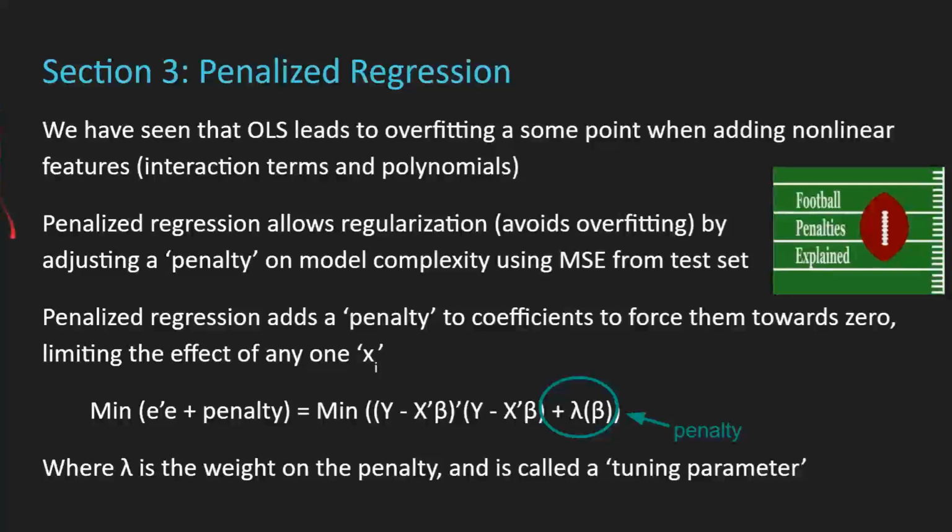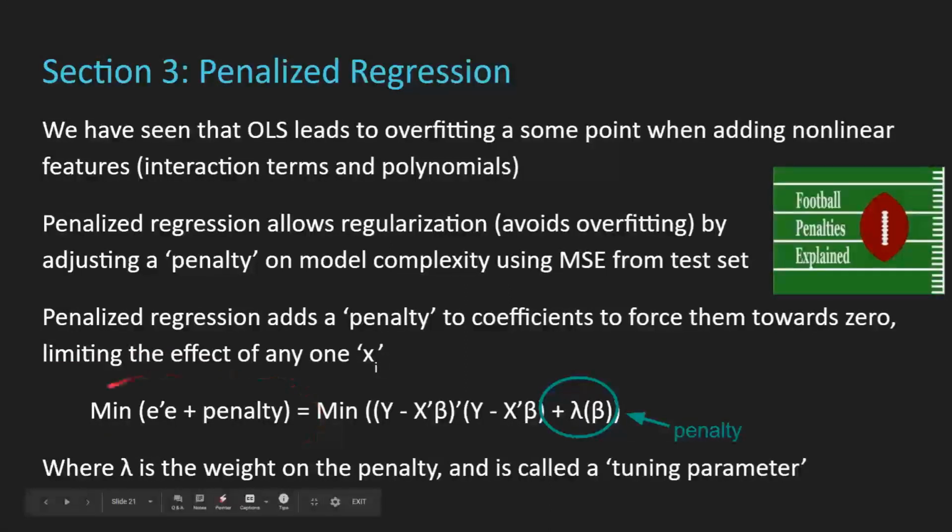So specifically, penalized regression adds a penalty to coefficients, to force them towards 0, limiting the effect of any specific feature, x_i. So this is then inherent to reducing the complexity by dropping variables. So how does it look?